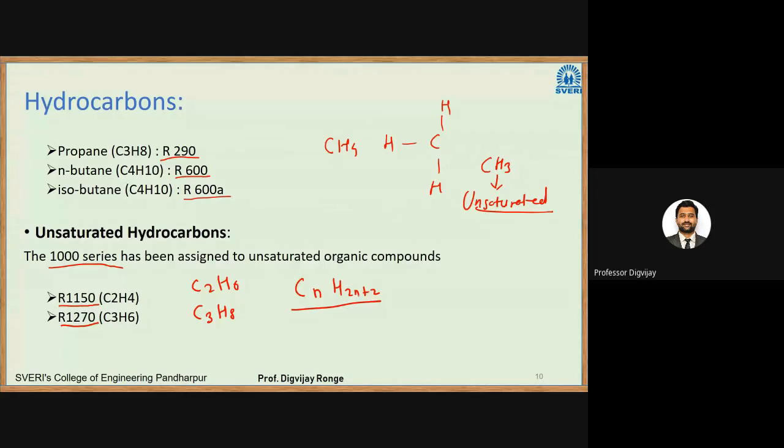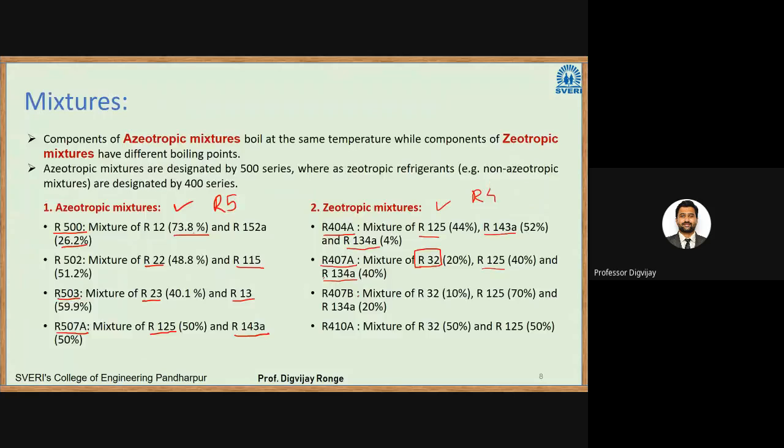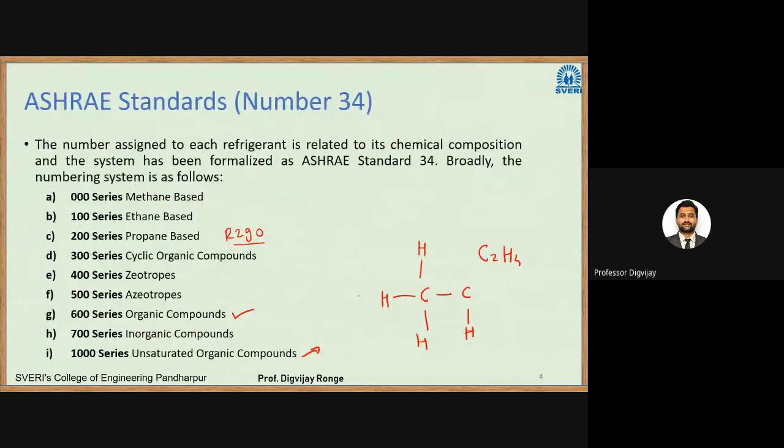If you are finished with this, write down this slide also. This will summarize all the series we are studying. The 0 series is methane based, the 100 series is ethane based, and so on for all the series. So write down a short note.